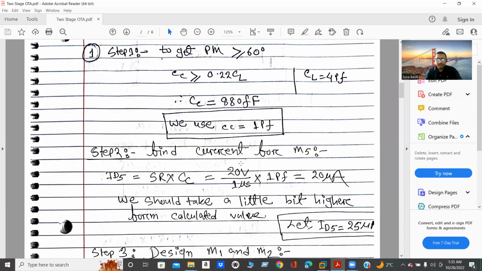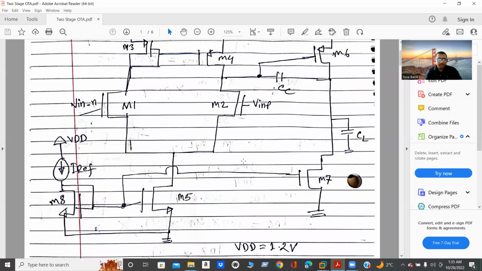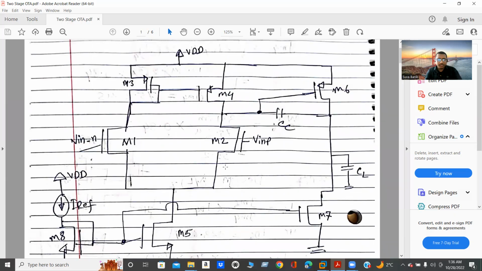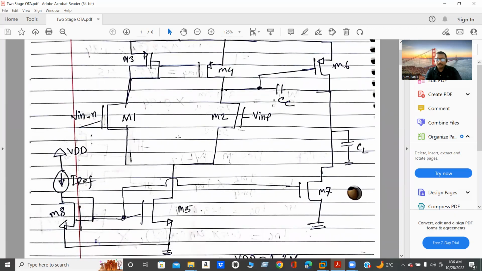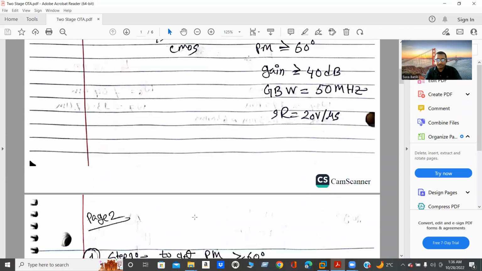My second step is to determine the tail current of my OPAMP. Tail current means the current which will go through these two branches. This current is determined by this M5 transistor. However, this is also related to the slew rate of an OPAMP. So let's begin and try to design this M5 transistor.